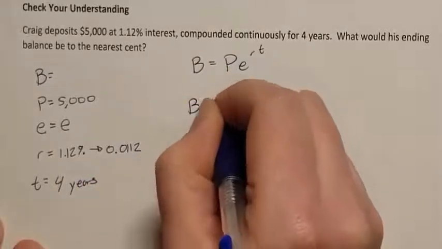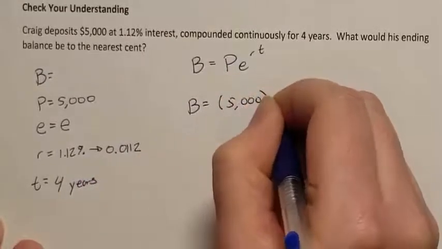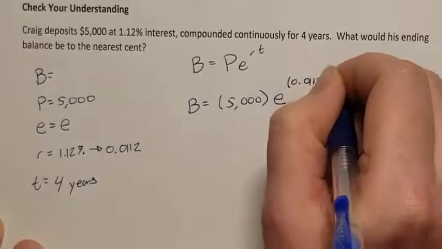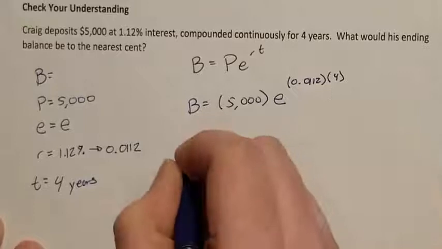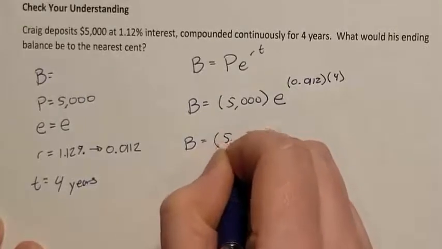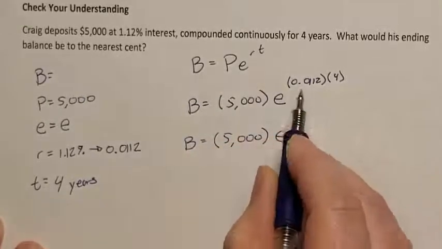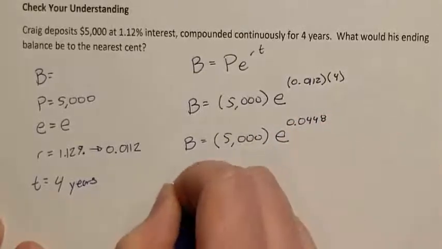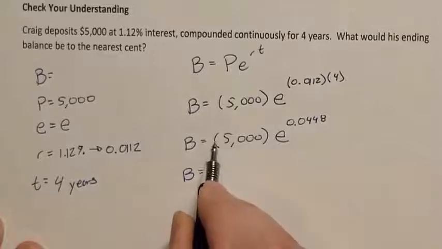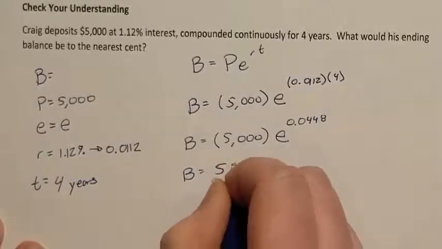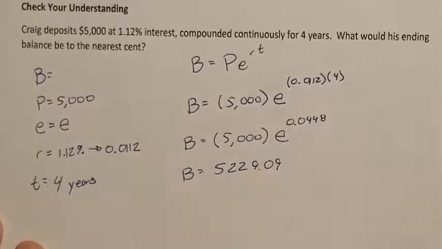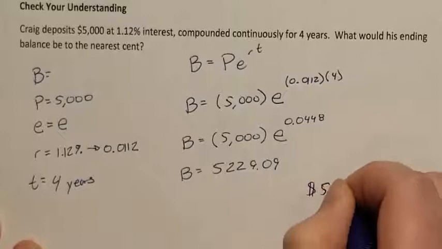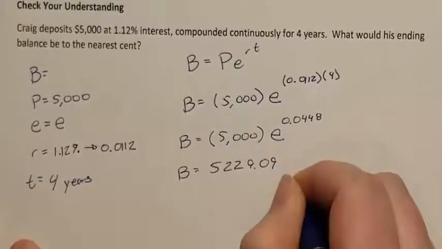So B equals, here is my principal. e is raised to the exponent of, here is my rate times my 4 time. I need to multiply the exponents together, so he is in simplest form. So this is e to the 0.0448 exponent. My calculator knows e, so typing all of this into your calculator exactly the way that it reads, this is the number I get. So what would his ending balance be? It is $5,229.09.